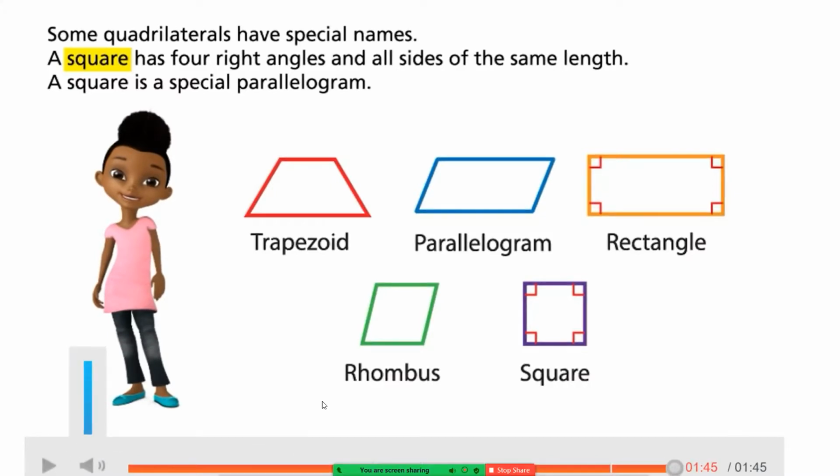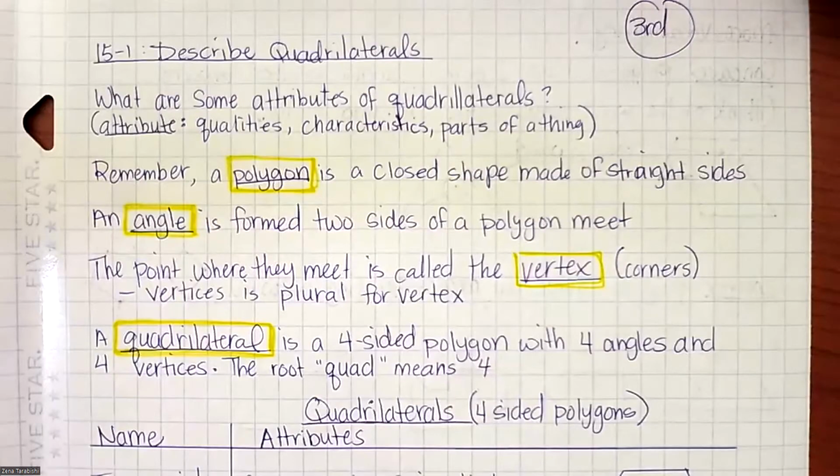All right, let's get into our notes and our guided practice together. They've shown you a bunch of different quadrilaterals, four-sided shapes. We're going to talk more about the attributes, or the different characteristics or qualities, of these quadrilaterals. We're also going to take a look at what I put together for you called the quadrilateral family tree. That's going to be fun to look at. Let's jump into our notes and guided practice here.